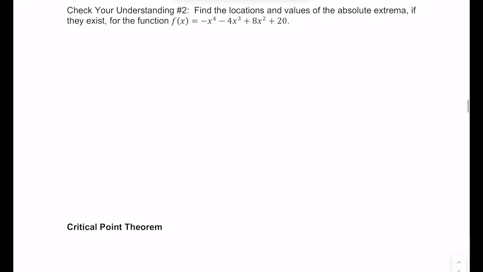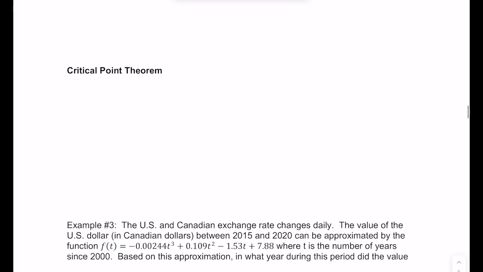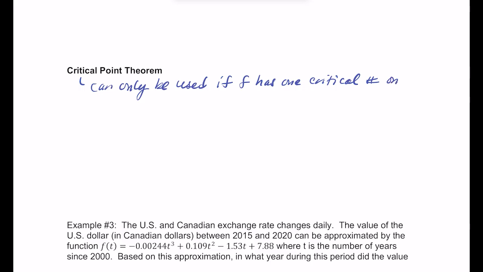Okay, you can try to check your understanding on your own, and then you can unpause the video and we'll look at the critical point theorem. So this critical point theorem, something to note about it is that it can only be used if f has one critical number on the interval. Okay, so what does it say?